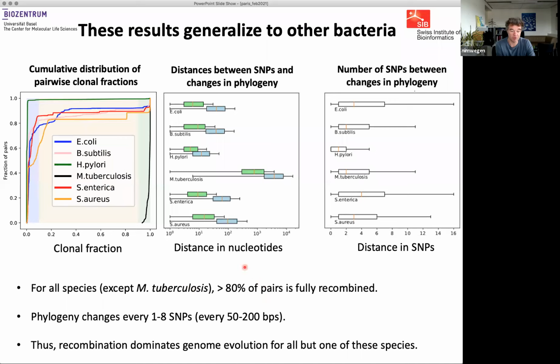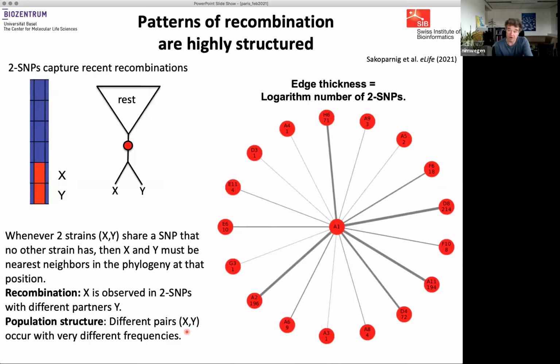More than 80% of the pairs of strains are fully recombined, and the phylogeny changes every 1 to 8 SNPs. This is a pattern we see across a wide range of bacterial species. Now the other thing that we noticed, and I think is very important, is not just that recombination is so common, but that it's also highly structured.